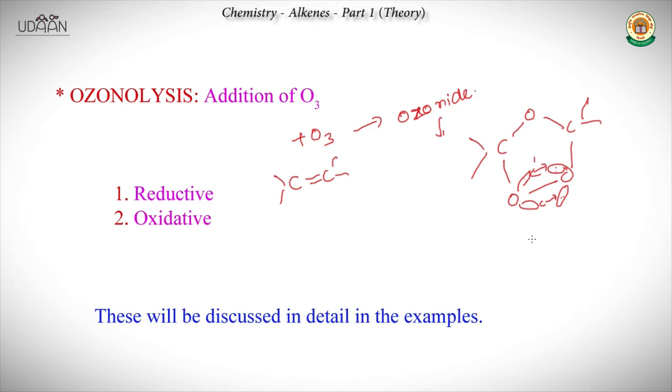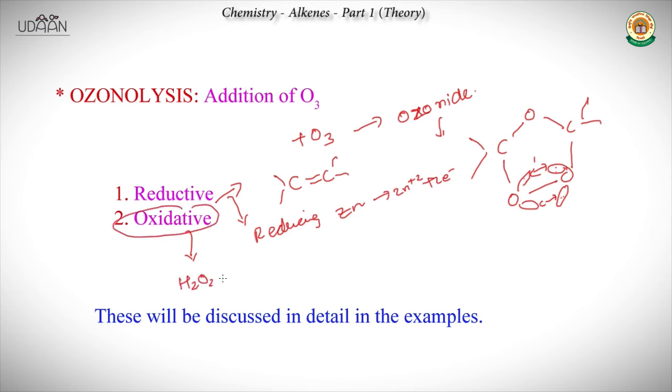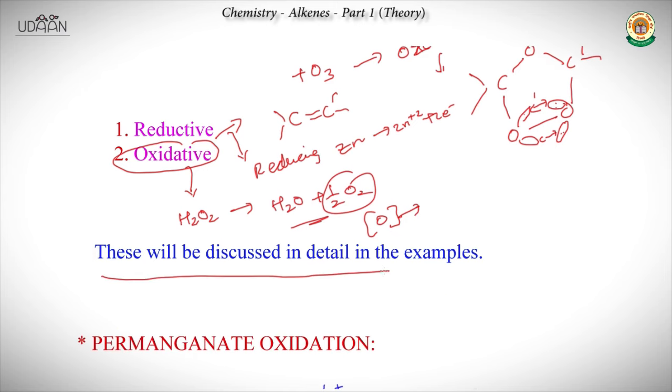Alright. And further, there are two types of ozonolysis. One is reductive ozonolysis and one is oxidative ozonolysis. As the name suggests, in reductive ozonolysis, we add reducing agents like zinc, which gives electrons. Okay. And in oxidative ozonolysis, we add oxidizing agents like H2O2, H2O plus half O2, or nascent oxygen, which is basically an oxidizing agent. Alright. Now I'll discuss the mechanism of it in detail in the examples.